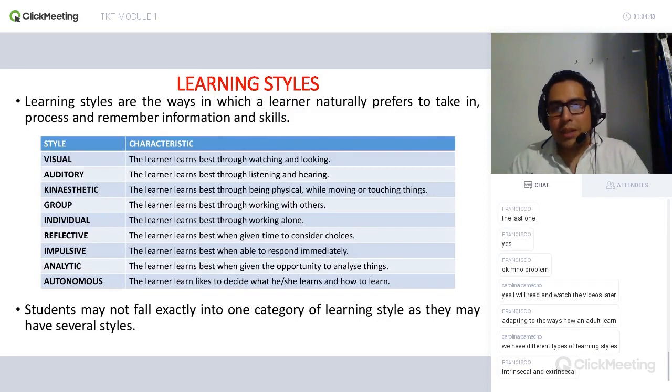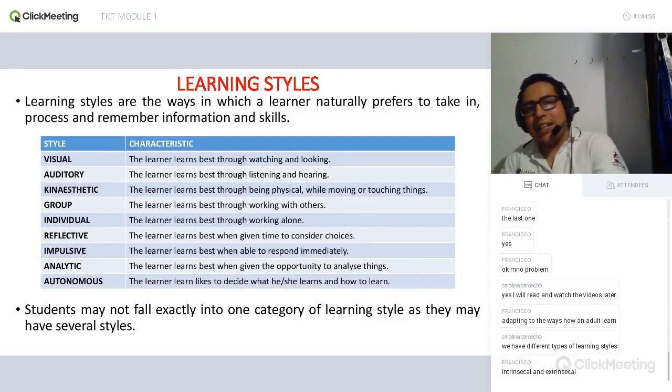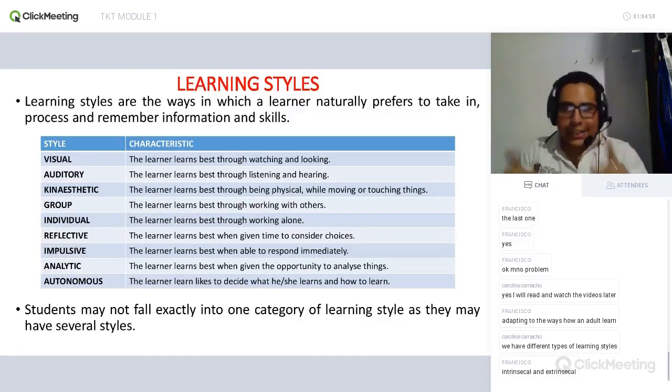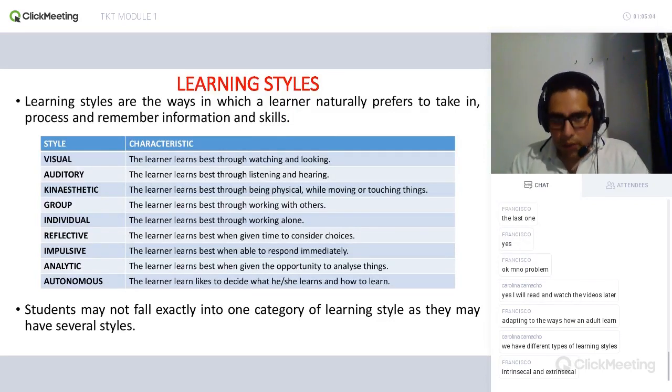Kinesthetic: the learner learns best through being physical, moving or touching things. So in this case, we need to move or do things in different ways. Kinesthetic and tactile are similar. Group: the learner learns best through working with others. We all know how to work in groups, right? Individual: the learner learns best working alone. We have those students that say, no, teacher, I want to work alone. But you say, no, you need to work with another person, and they don't feel comfortable with them. Reflect: the learner learns best when given time to consider choices.